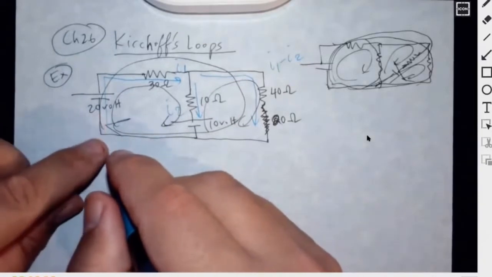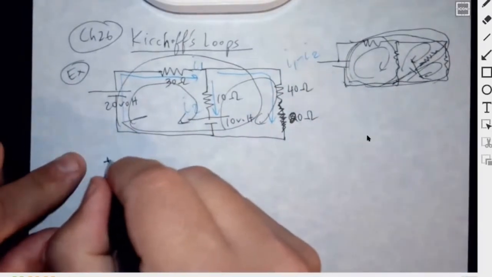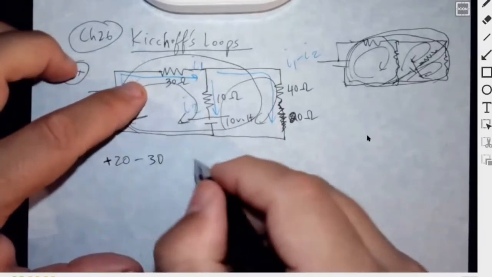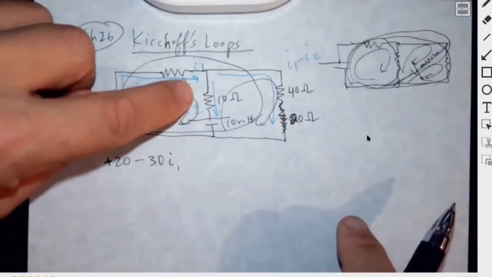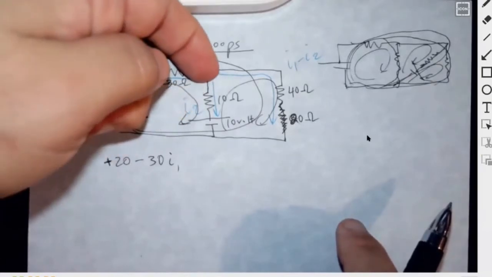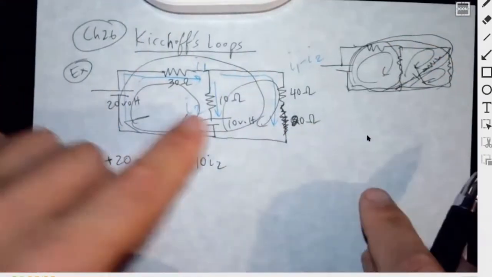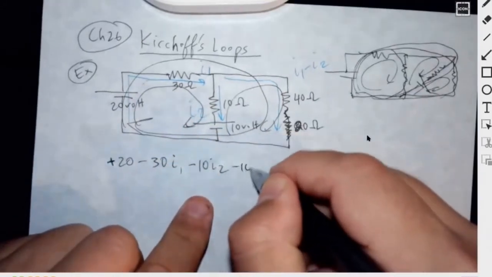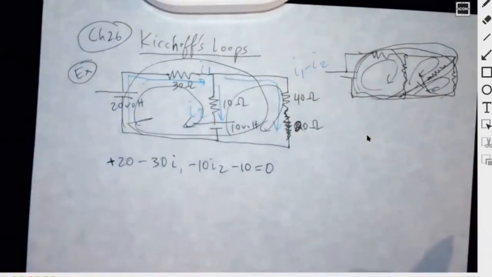Then I'm going to do the left loop. So then I'm going to go this way. I'm going to gain 20. Then I'm going to lose 30 I1. Right? So when you go with the current across a resistor, you lose voltage, right? Then you go here this way with the current, you lose voltage also. So you lose 10 I2. And then here you go from the positive to the negative of a battery, you lose another 10 volts, you see? Then you come across, there's nothing lost. So then that's equal to 0.